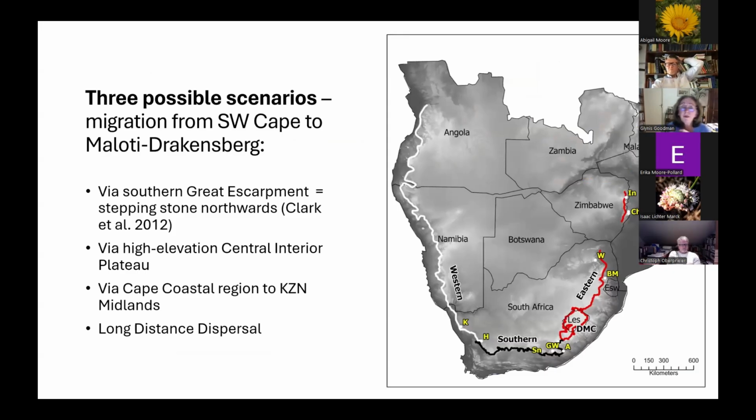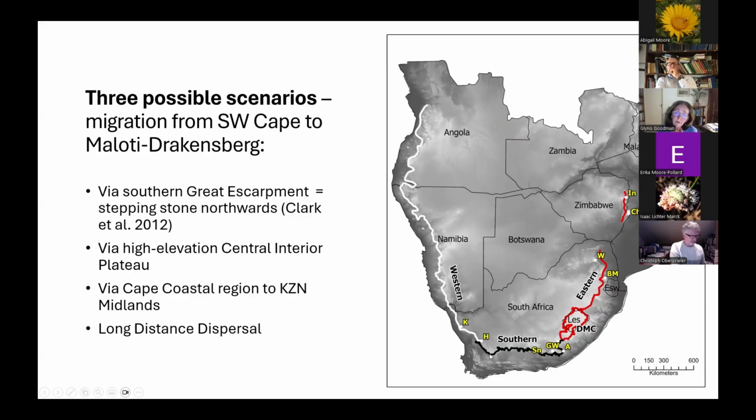So we put forward 3 possible scenarios. We think that Helichrysum, and therefore the Hapclade, would have migrated northeastwards to the Maloti-Drakensberg via the southern Great Escarpment, as suggested as a common route by Clark et al. in 2012. That's Ralph Clark, who worked in the southern escarpment region a great deal.